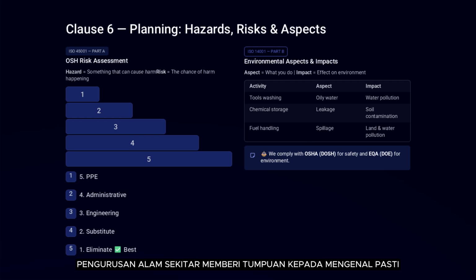Environmental management focuses on identifying environmental aspects and impacts. For example, washing tools may generate oily water, which could cause water pollution if not properly controlled. Risk control measures must always follow the hierarchy of control, starting with elimination where possible.